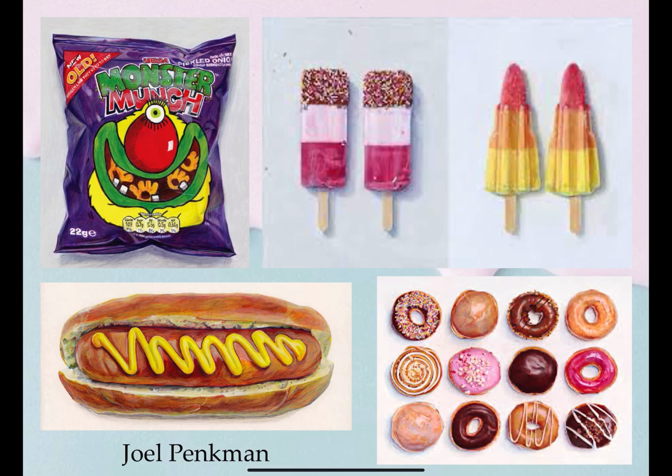Joel Penkman, okay, he is a more modern contemporary artist. He focuses on food that is nostalgic to him, foods that remind him of his childhood. So for instance, the Fab Lolly, the Rocket Lollies, these are things that he remembers from his childhood and that partly made his childhood happy, so he sort of celebrates his childhood through the paintings of the food that he remembers.